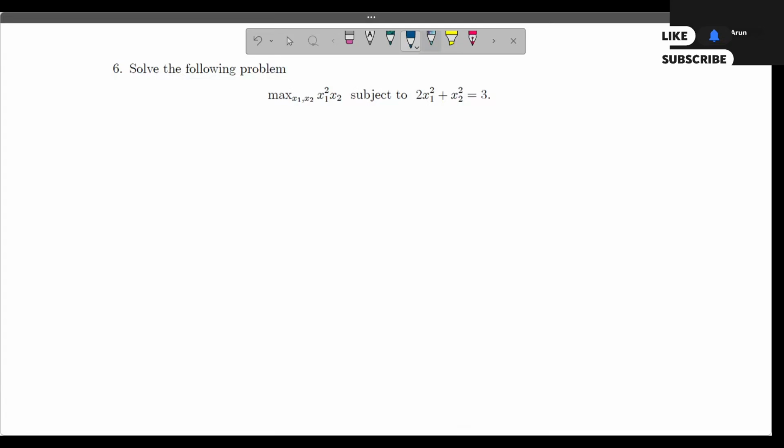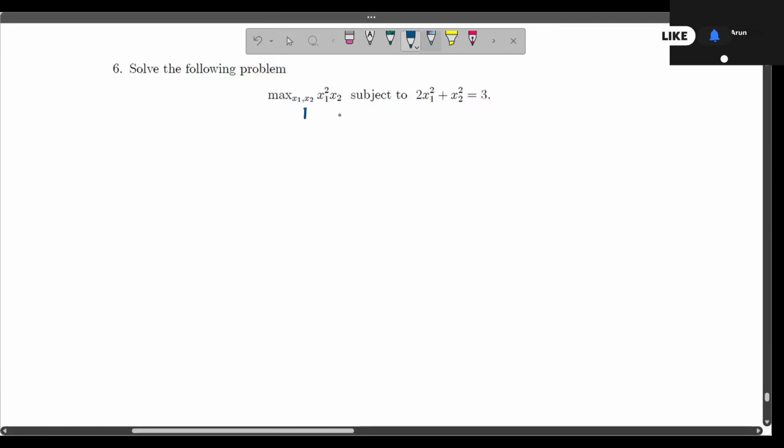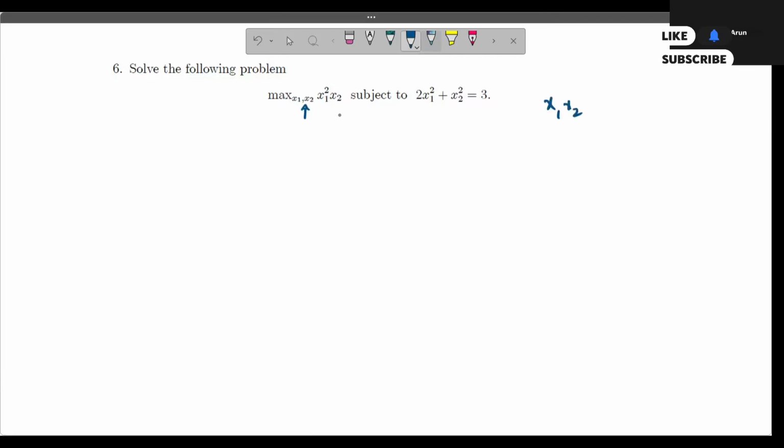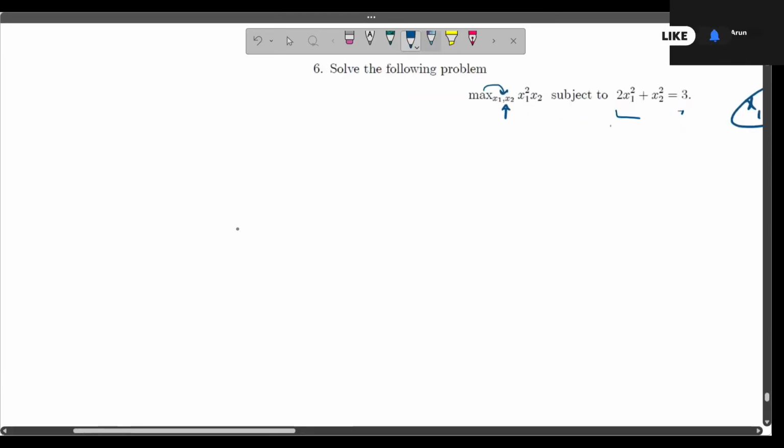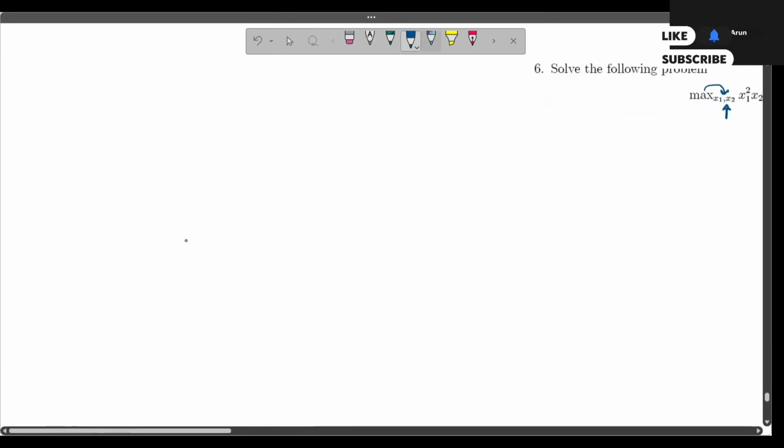Usually when they write x1, x2, they are bound to give us the constraint, but it is not given here. So let it be. You have to solve for the function, but need to find x1, x2 such that they satisfy this equation.